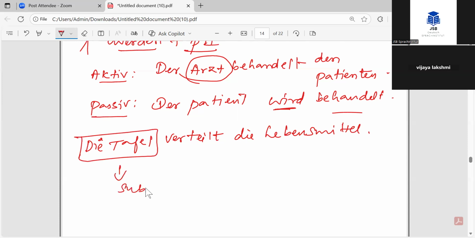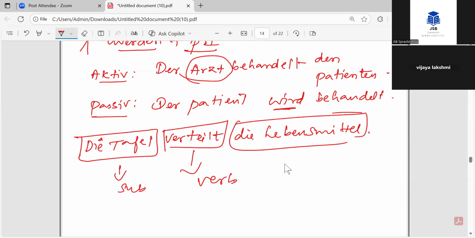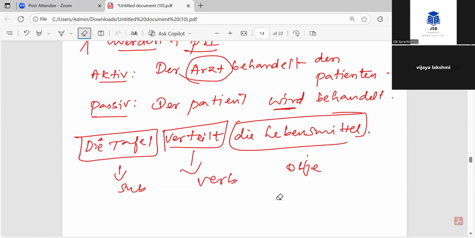Okay. So the verb is verteilt. Distribute. So the object, Lebensmittel. Lebensmittel, so this is the object. Okay. So the meaning is the organization distributes the food. The Tafel distributes the food. So this is active. Okay. So now the passive: only focus on the action. Okay. Not the person. The person who directly does it is the active.